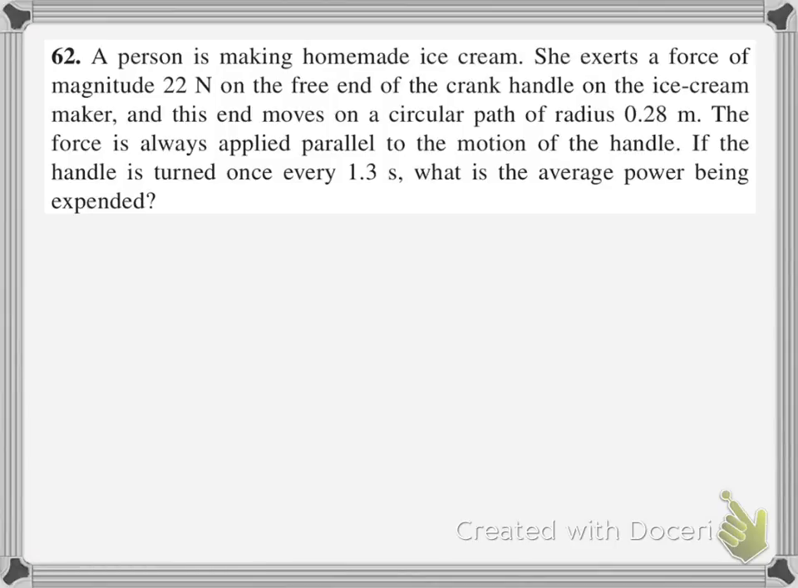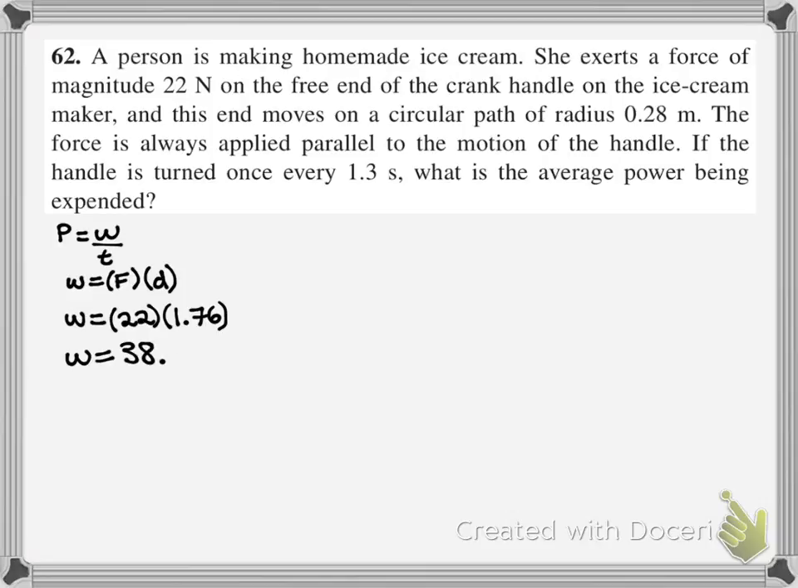So since they're asking for the average power, we can use the formula power equals work over time. Work is equal to the force times the displacement. And we know from the problem that our force is equal to 22 newtons. Now for the displacement, we do 2 pi r, which is 2 times 3.14 times 0.28. And once we do that, we get that our displacement is 1.76. So once we multiply that times the force, which is 22 newtons, we get that our work is 38.72.